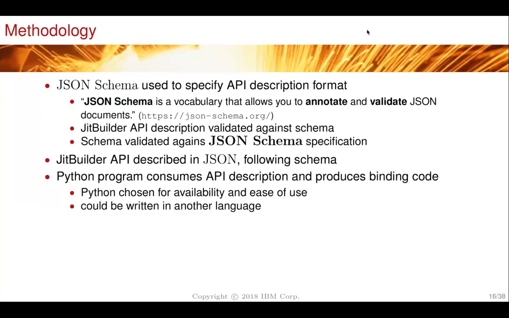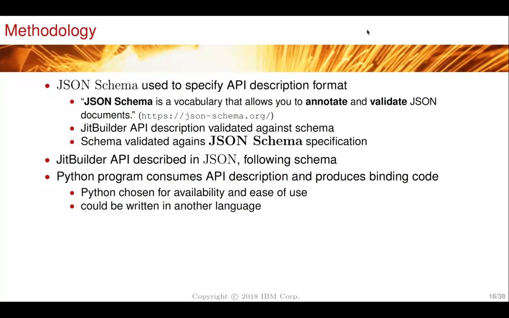The next step after that was to write a C++ client API generator. We chose to write this first generator in Python for ease of use and availability across platforms. The generator itself was validated by writing unit tests, for which Python provides a built-in module. And the generated code was also tested against the existing JitBuilder test suite.